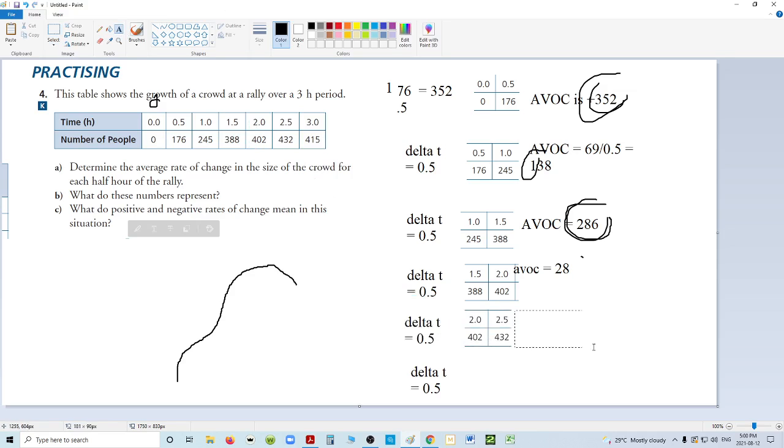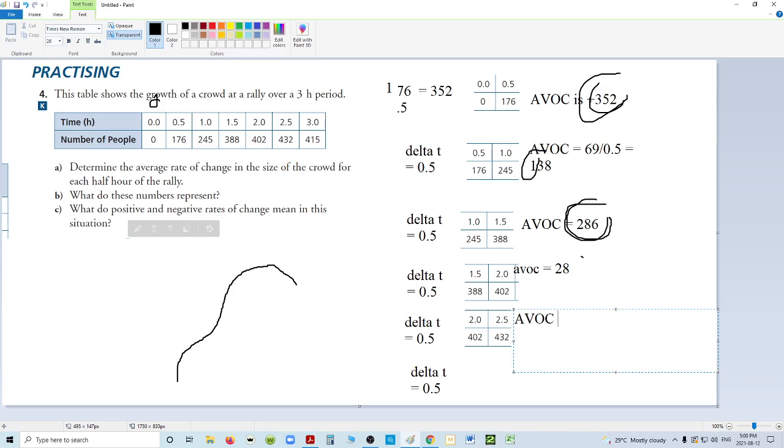And so the average rate of change, AROC, is going to be delta y, which is 432 minus 402, which is 30, divided by the consistent delta x, which is 0.5, so 60, which means the rate of change in that time interval will be 60 people per hour.